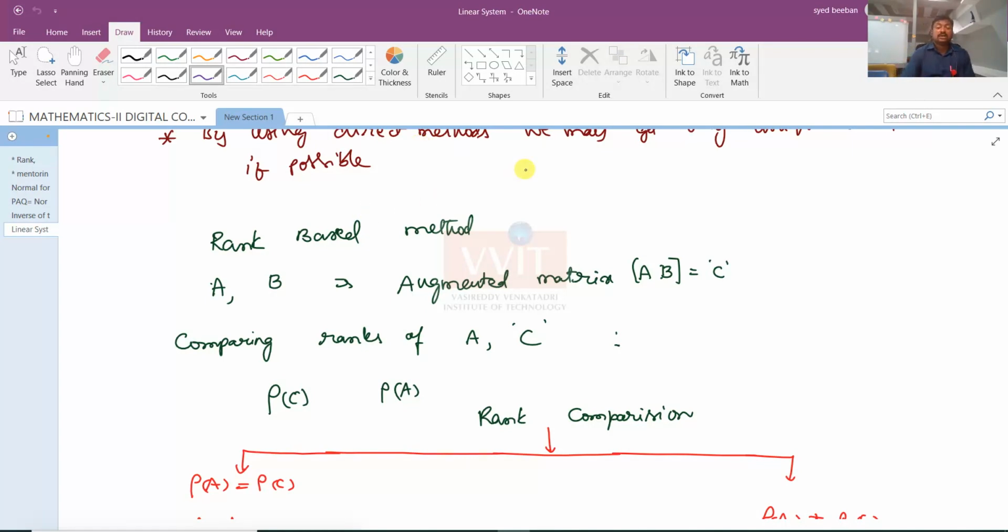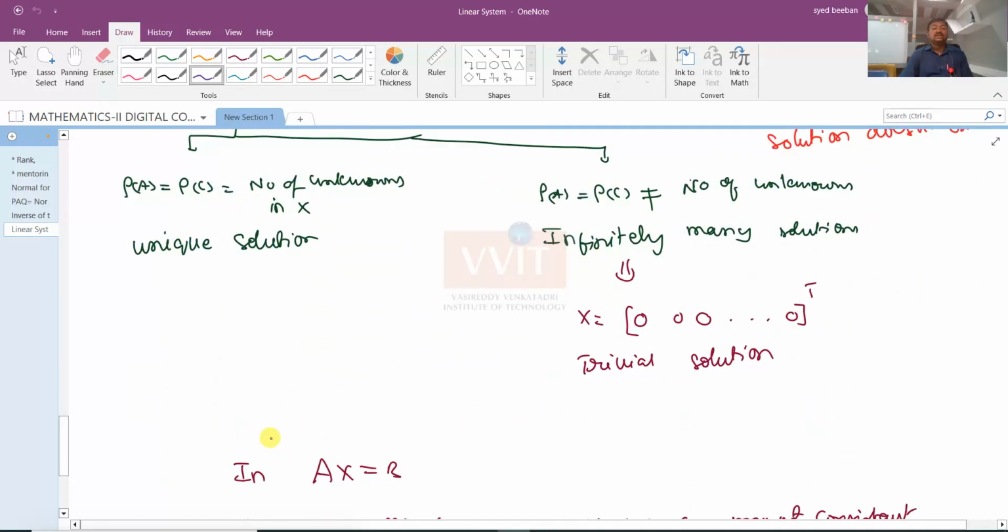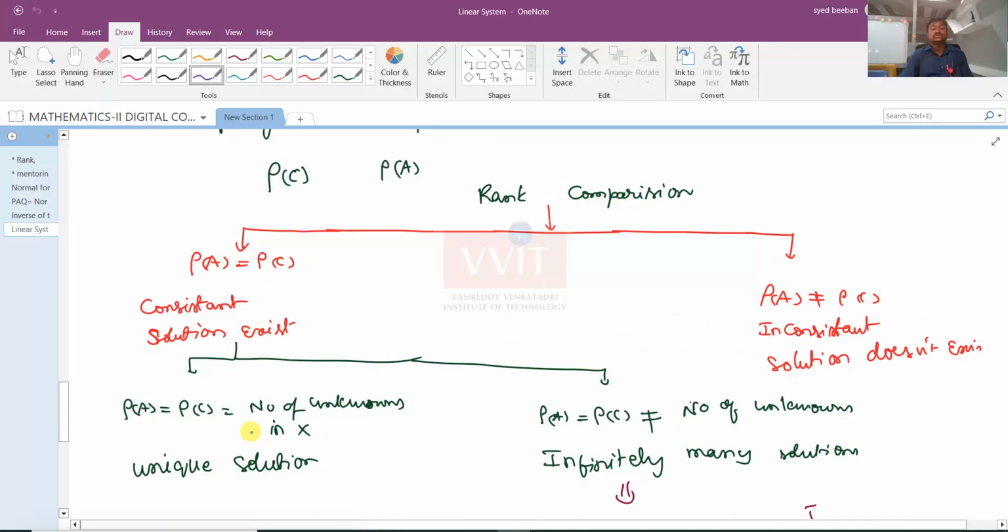Then the rank comparison. If both ranks are the same, then the system is consistent and a solution exists. If the rank of A is not equal to the rank of C, then the system is inconsistent. The solution does not exist. Here is a bigger question: if a solution exists, how many types of solutions are possible? If rank of A equals rank of C equals the number of unknowns in X, then we find a unique solution.